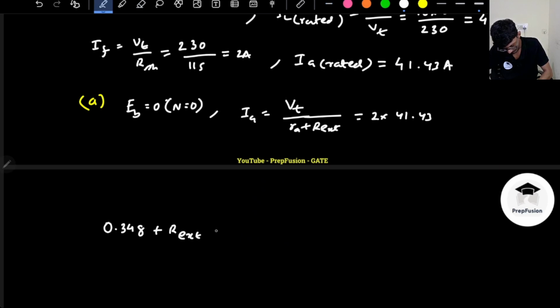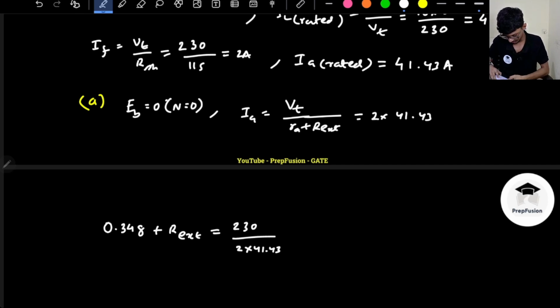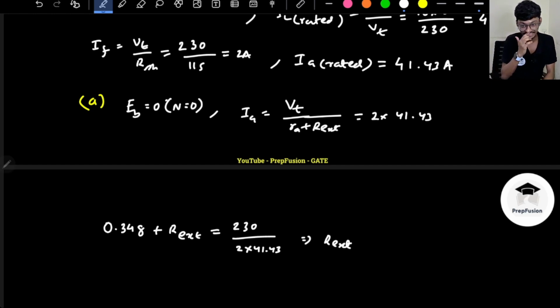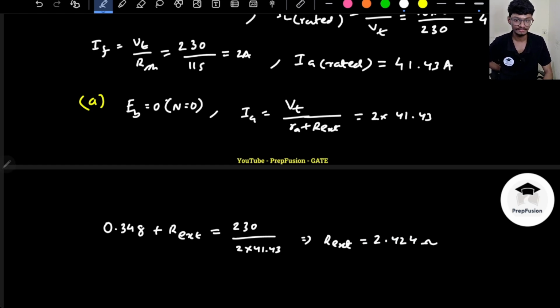Plus R external equals VT divided by 41.43. Okay, so this will be minus 2 into 230 divided by 2 minus 0.348. So your R external that you need to initially connect is 2.424 ohms. This is the initial value of external resistance that you need to connect.